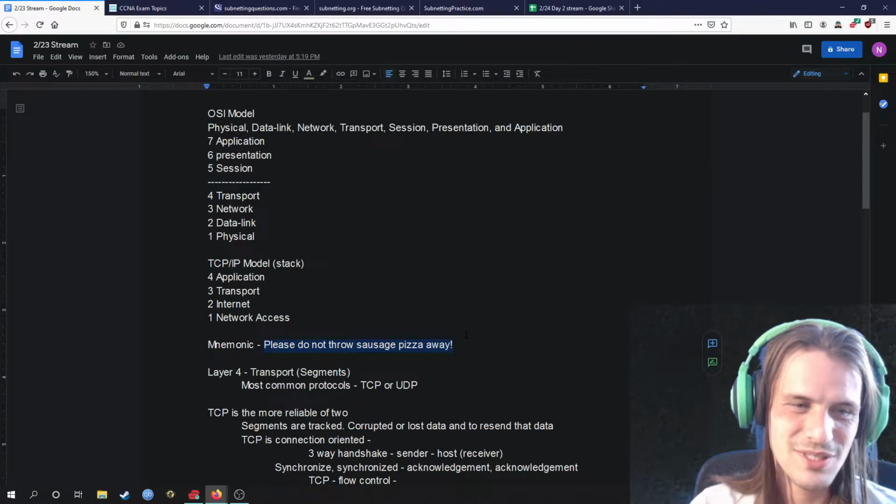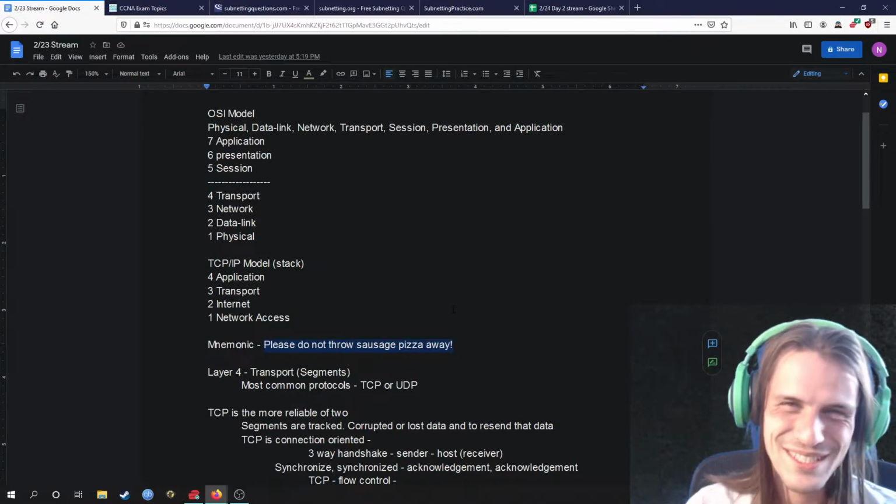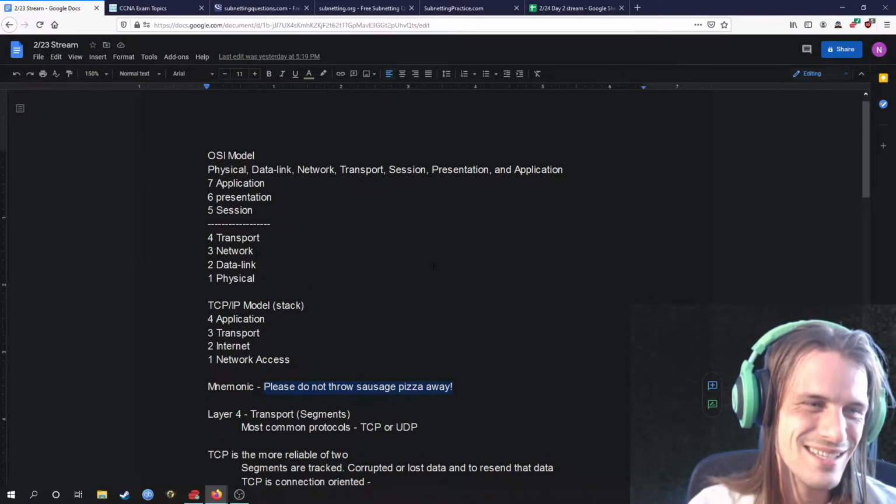And please do not throw sausage pizza away, it's not going to make sense in a lot of places, right? So if you use a different one, let me know, because I'm always looking for new ways to learn things that might be a little bit easier.